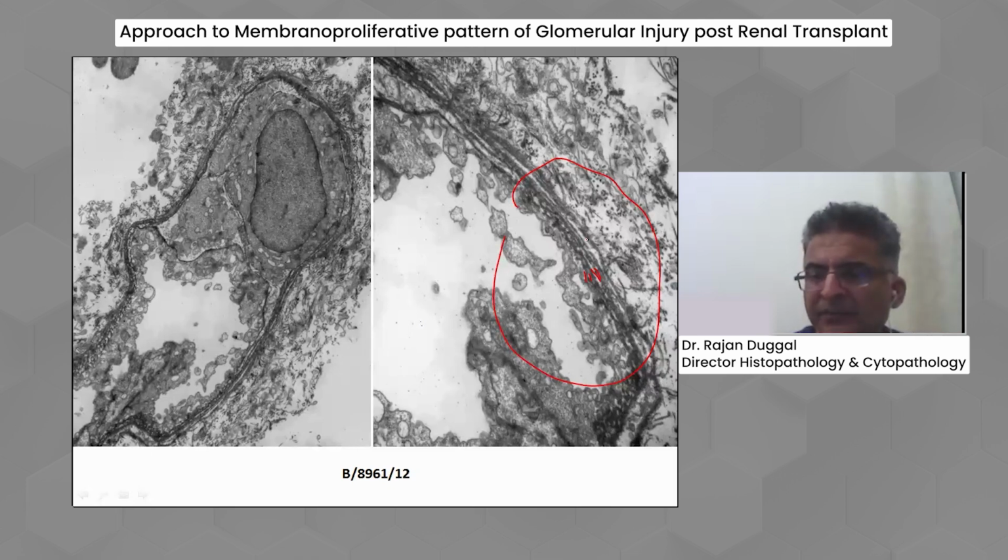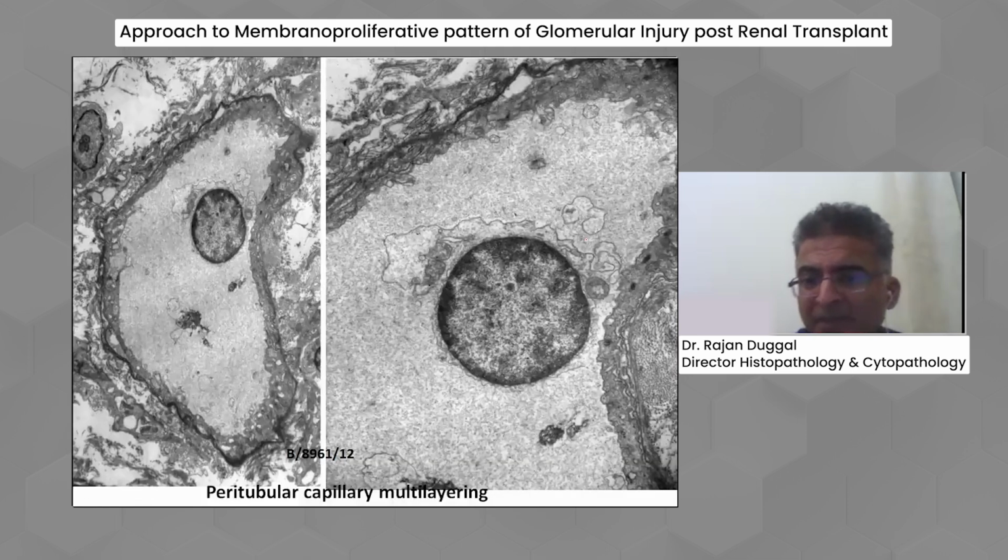It is showing some minimal microvascular inflammation in the form of glomerulitis and peritubular capillaritis. It also showed an FSGS lesion, which is a secondary FSGS lesion. Similarly, just see this. You see multiple layers of PTC, peritubular capillary basement membrane multilayering. This is a classical finding you see only in chronic AMR.